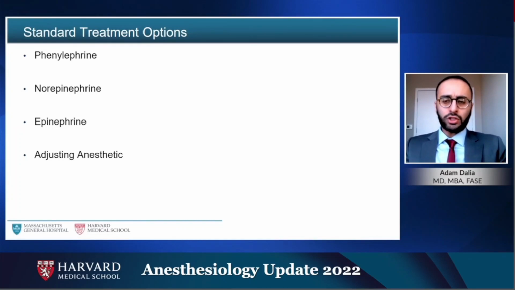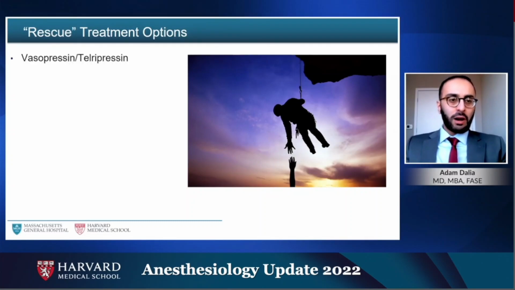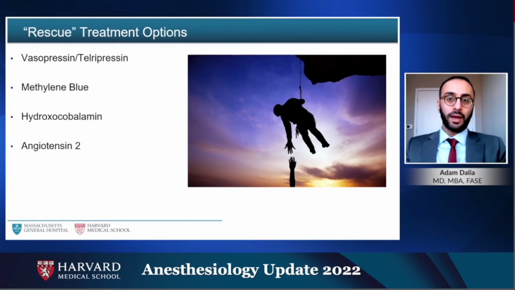However, once you've exhausted these standard treatment options, we need to go to what's termed rescue treatment options. And so how do we rescue our patient and rescue our own anxiety with dealing with intraoperative vasoplegia? Well, there's a couple of drugs that have been under investigation and anecdotally used in case series and case reports, and we'll go through some of those today. So the most common one that you've likely heard of is Vasopressin and its close cousin, Terlipressin, Methylene Blue, Hydroxocobalamin, Angiotensin 2, and vitamin C.